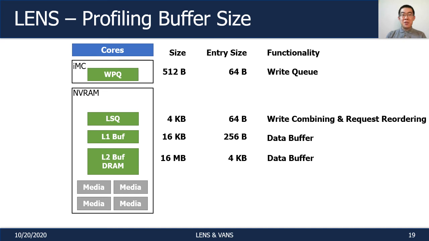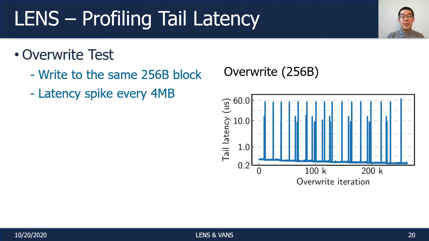In summary, we find the size of the write pending queue is 512 bytes, and it uses a 64-byte entry size. The load store queue size is 4 kilobytes, and it uses a 64-byte entry size. There is a 16 kilobyte L1 buffer with 256-byte entries, and a 16 megabyte L2 buffer in DRAM with 4 kilobyte entries. Next, we use an overwrite test to detect the wear leveling data migration details.